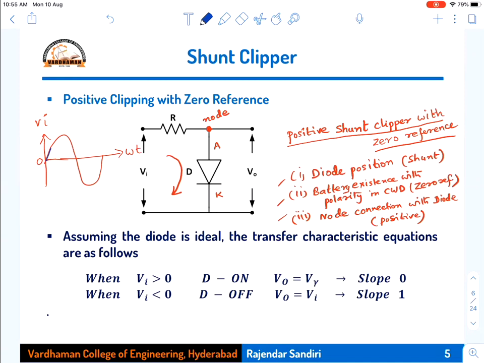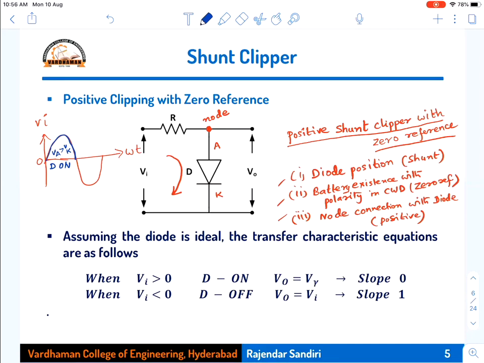Now anode voltage is greater than cathode voltage. In all this case, anode voltage is greater than cathode voltage for all these positive cycle. Is it okay? What happens to the diode? In this case, diode is on. Diode is on, nothing but it is a short circuit. Output voltage will be zero, because the entire positive portion, because of the short circuit, goes into the ground. Then your output voltage is directly connected to the ground.